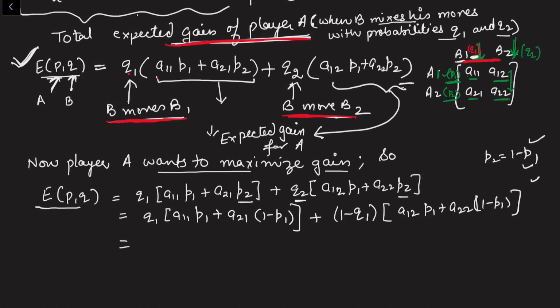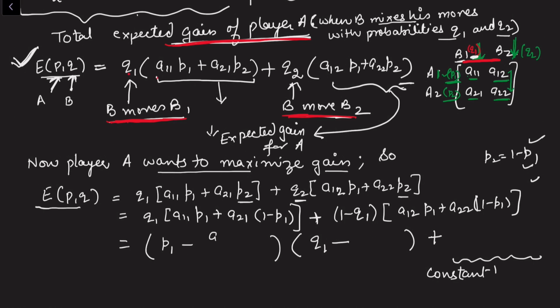Now simply when we open this term and we rearrange these terms, we rearrange them in a way that we want to write the expression in the form of P1 minus something, Q1 minus something, and then the remaining term. The remaining term is actually a constant term. This term is free from the probabilities.